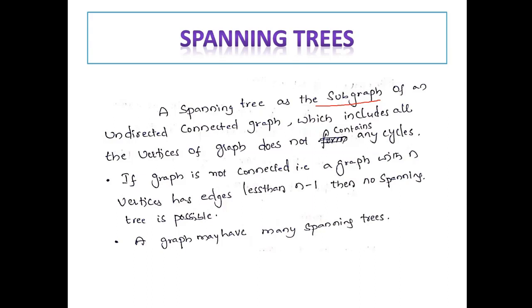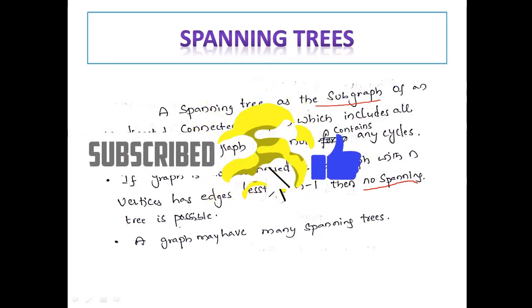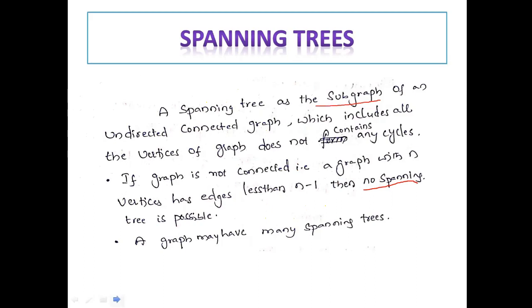So what do we mean by a connected graph? A graph is said to be connected if it has n number of vertices, then it must have at least n minus 1 edges. Then only we can say that it is a connected graph. If a graph is not connected, then we cannot create any spanning trees for such a graph. You can have any number of spanning trees for a given graph.